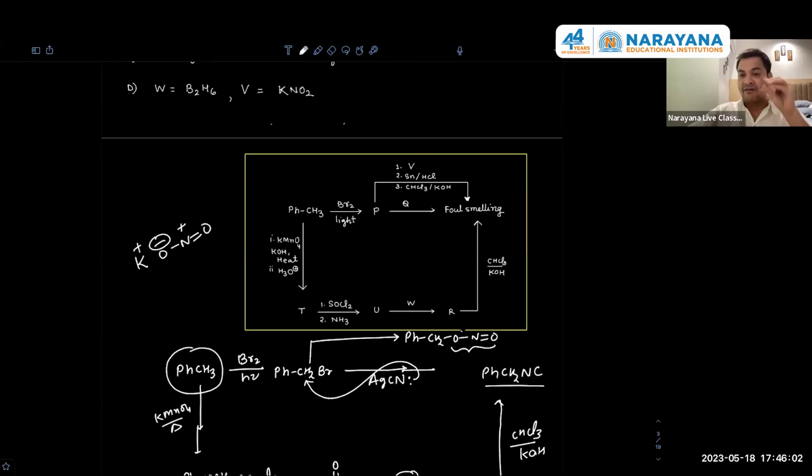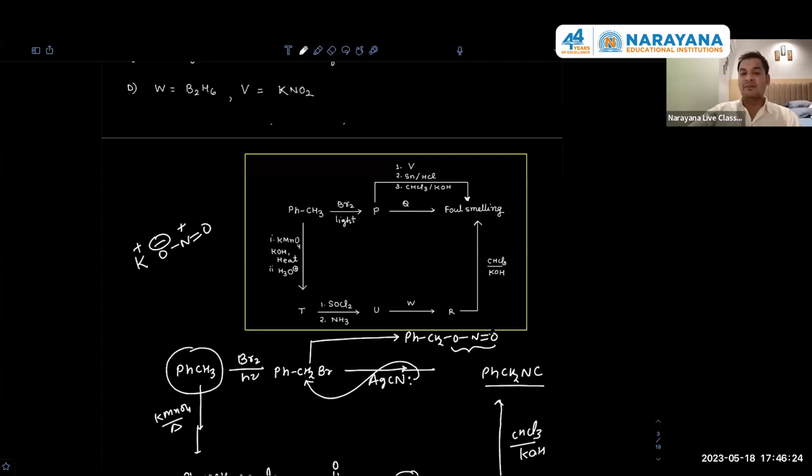The compound we are getting is nitrite, so that will never convert into PhCH2NC. If tin HCl is there, nitro becomes NH2, and NH2 with chloroform will convert into PhCH2NC. But here we are not getting nitro, we are getting nitrite. So V is anyway eliminated, D option is eliminated.